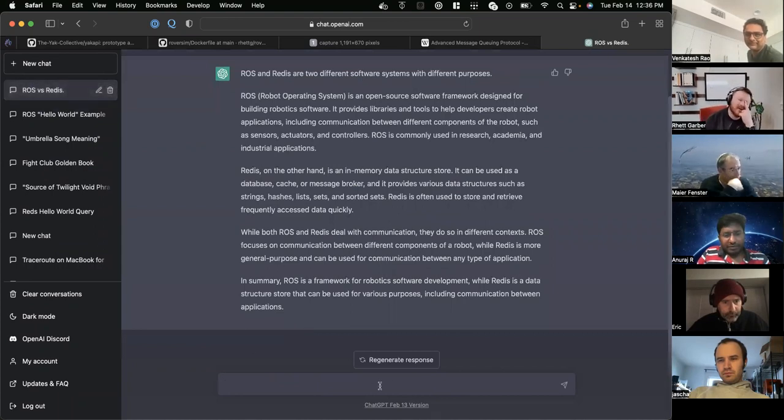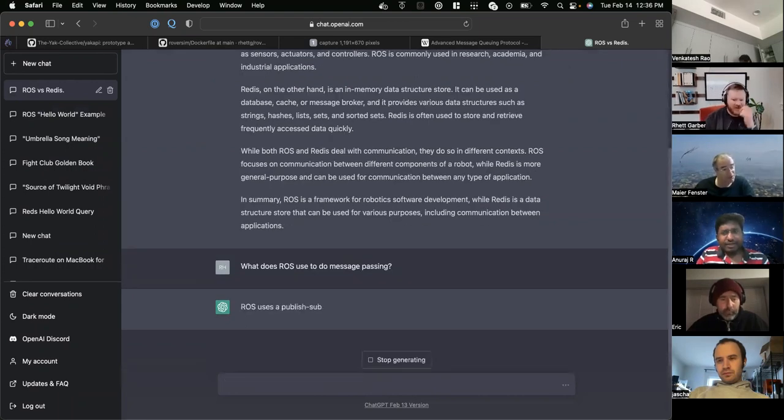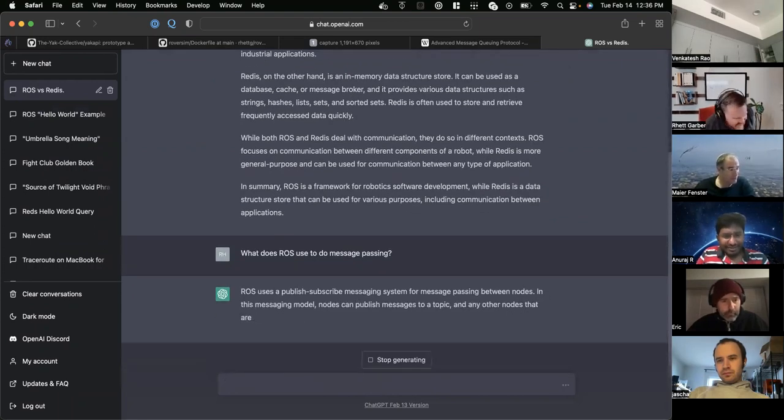What did I ask though? Somehow it told me what the messaging system was. Isn't it using something called DDS or something? Yeah, maybe something like that. How does ROS use Redis? No, it does not. How does ROS do message passing? Can I trick it into thinking it?